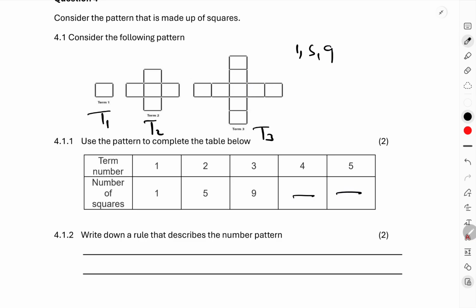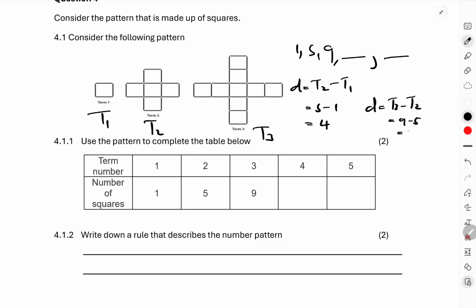Therefore, here we are required to use the pattern to complete the table below. In term number 4, how many squares are we going to have? It means I have to know what is happening in my pattern. From term number 1 to term number 2, how much did we add? How do we find the difference? We say T2 minus T1. It means I'm going to have 5 minus 1, which is 4. How do I find the difference as well? I say difference equals T3 minus T2. I'm going to say 9 minus 5. The difference is 4.